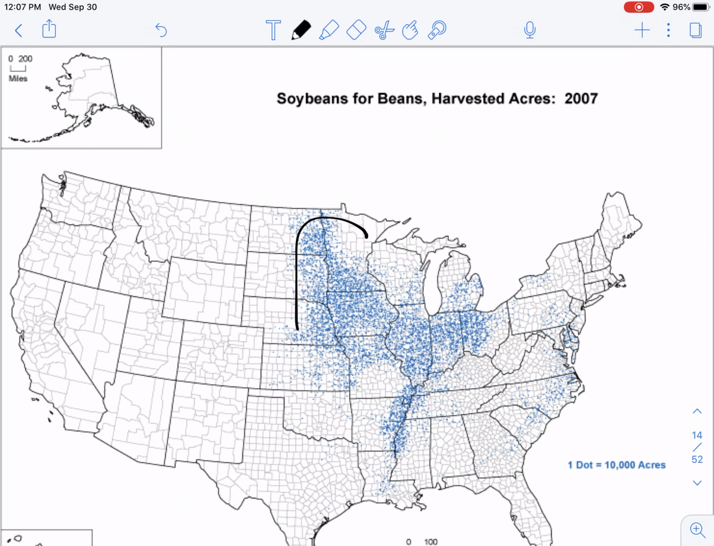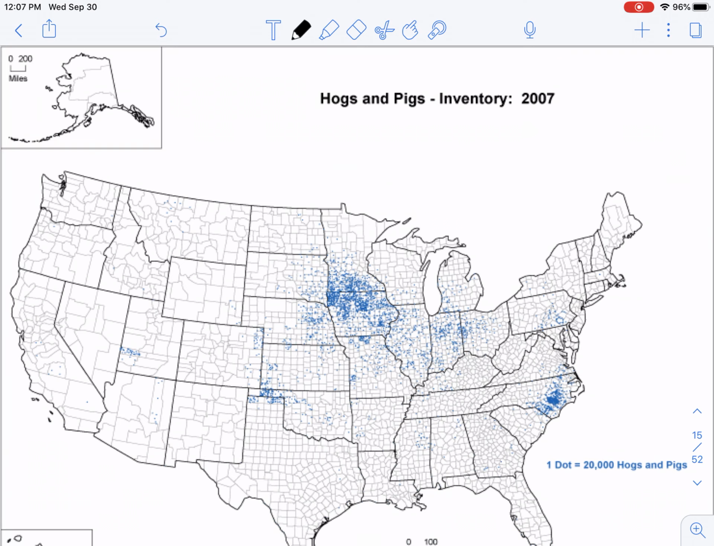You look at soybean production, again, looking at the upper Midwest and also continuing along the Mississippi River Valley down towards Louisiana. Hog and pig production then going along with the corn and soybeans. You can see the largest amount of it occurring in southern Minnesota and Iowa, and little traces of it in other parts of the country.